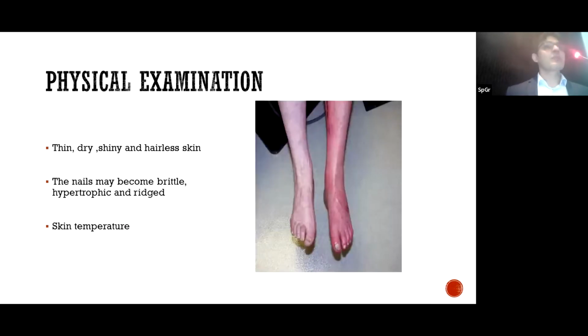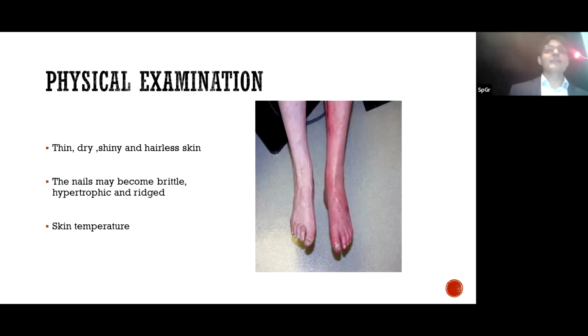Always examine them with their shoes and socks off. I mean, that is something we don't do very often. In PAD, critical limb ischemia, usually their skin is thin, dry, shiny, hairless, and the nails become brittle, hypertrophic, and rigid. Feel for the temperature, the cooler extremities, and then they have this dependent rubor.